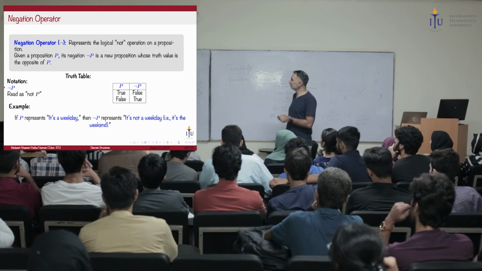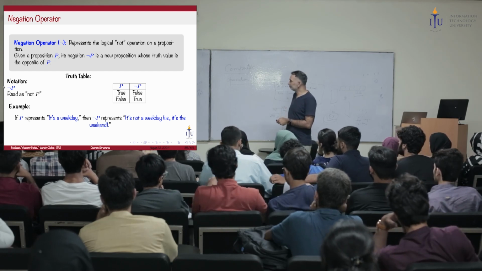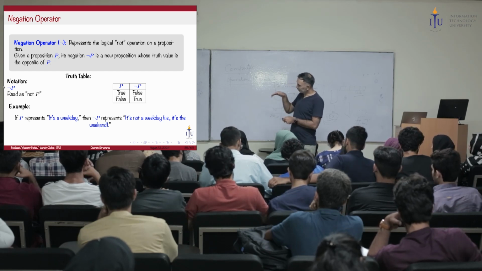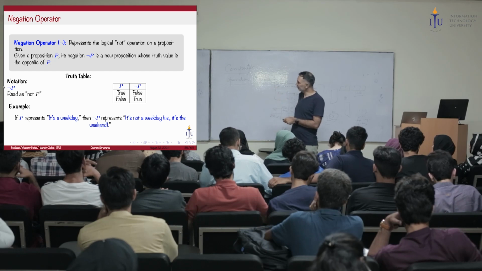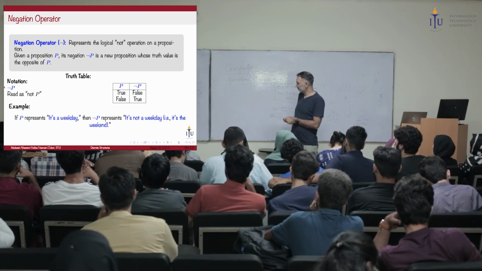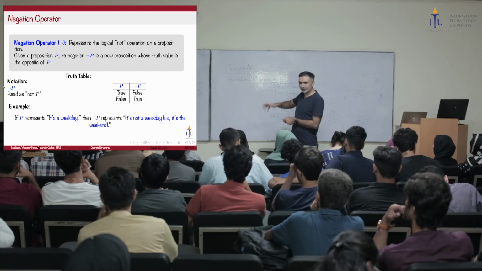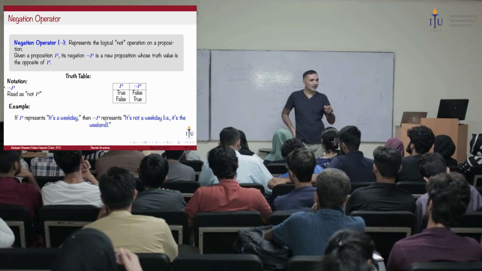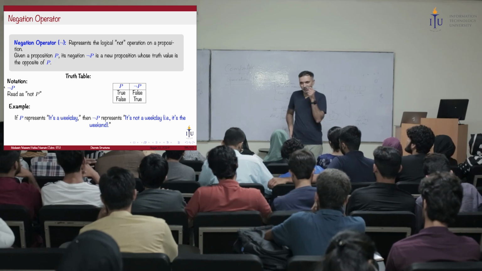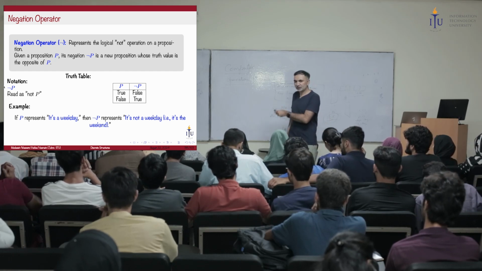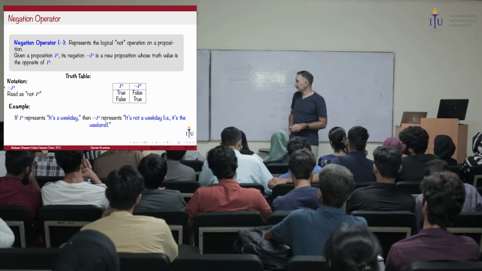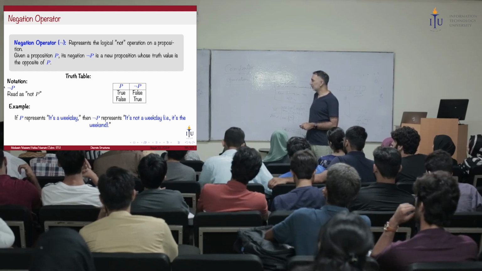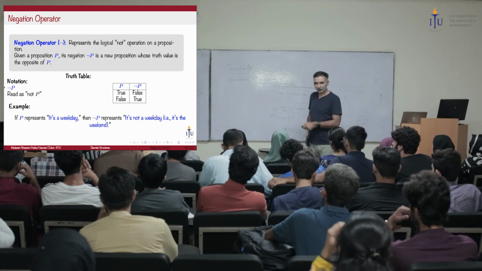The fourth operator is the negation operator. We read it as not. This is kind of a 270-degree rotated L, clockwise. Negation means that you would just take the opposite of the statement. If the statement is true, the negation would be false. If the statement is false, the negation would be true. So for example, if P represents that it is weekday, not P represents that it's not weekday, it's weekend.